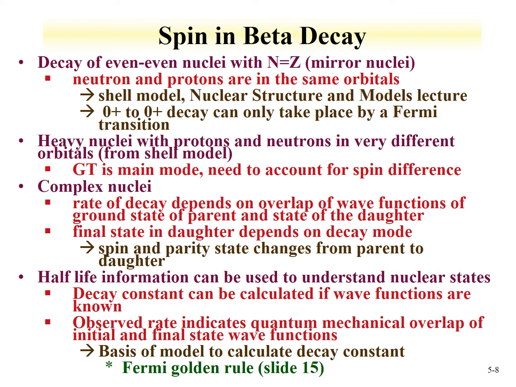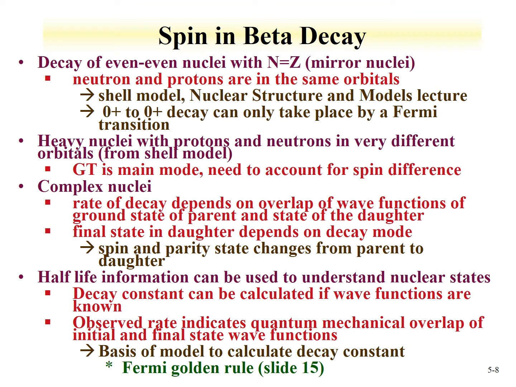Now, for even nuclei, let's say mirror nuclei, where the number of neutrons equals the number of protons, neutrons and protons can be in the same model. I can get transitions from 0+ to 0+ decay that can take place by a Fermi transition. For these heavy nucleons, Gamow-Teller is the main mode, as we already discussed in the previous slide, because we need to account for the spin difference.